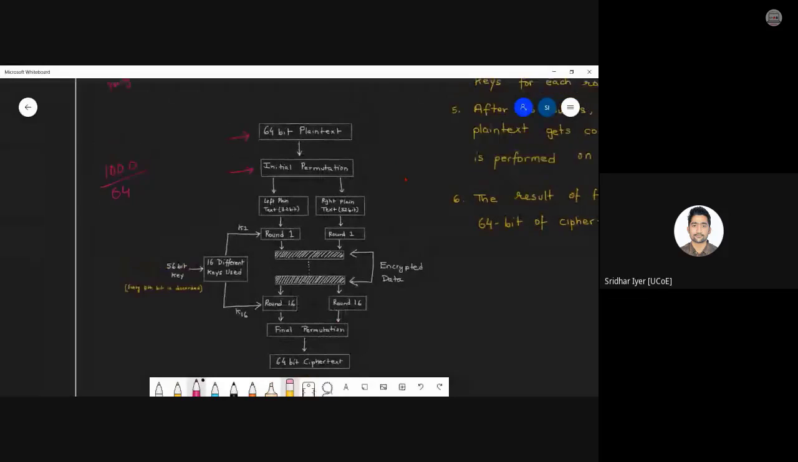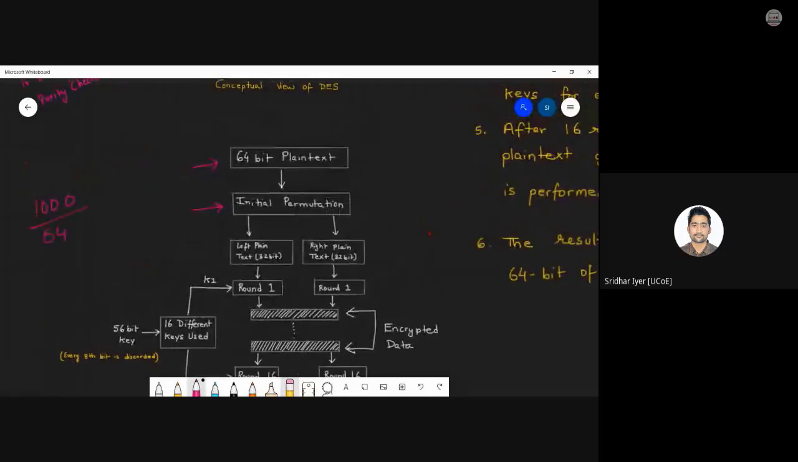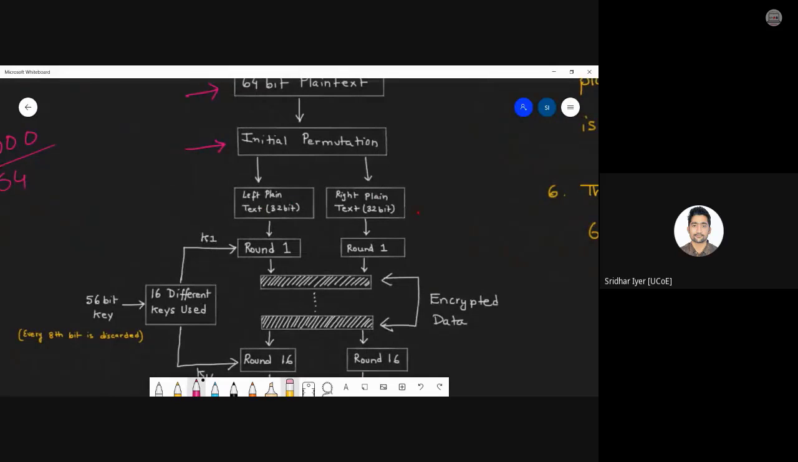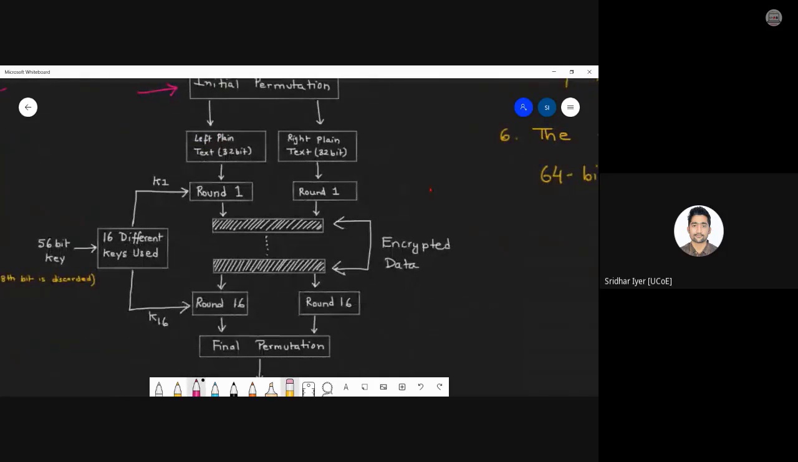The initial 64-bit plain text is subjected to an initial permutation. Why are we doing this? We are basically doing this to randomize the plain text. We don't want the attacker to straight away attack the plain text. We want it in a randomized format so that it becomes a lot more difficult for him to crack the cipher. Am I clear? After the initial permutation is done, we start with the Feistel architecture. If you remember the Feistel cipher, we divided the plain text into two parts, left plain text and right plain text. The same thing happens over here. And once that is done, we repeat the entire process for 16 rounds.